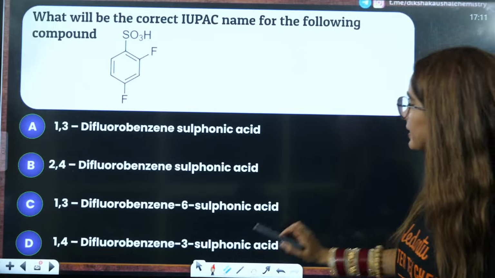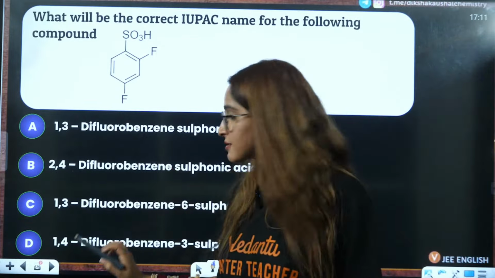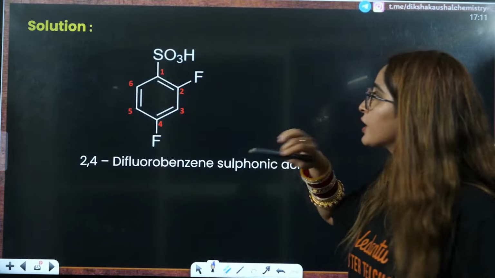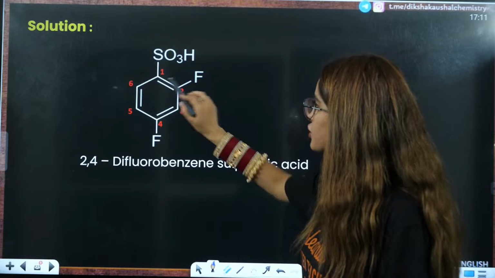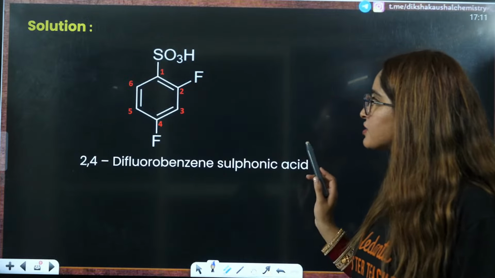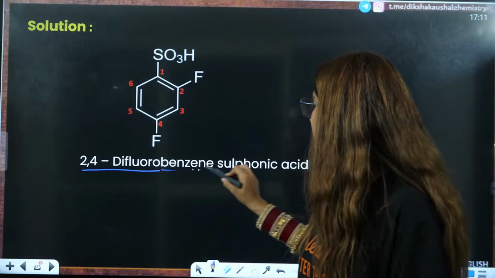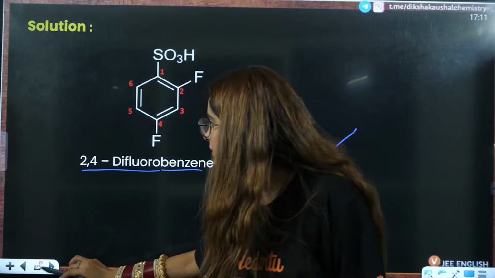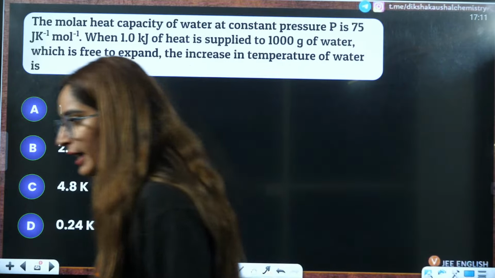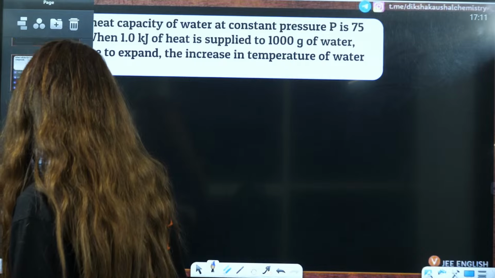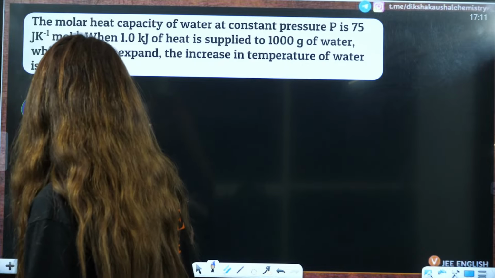Next is, what will be the correct IUPAC naming here? So IUPAC naming also, they are asking you the questions here. So firstly, you have to do the numbering according to the highest functional group, that is SO3H. Then after that, directly just introduce the substituents, that is 2,4-difluorobenzene sulfonic acid. That is going to be the correct answer here. Right? Okay. Just we are left with very few questions. 1, 2, 3, 4, 5 questions, right?